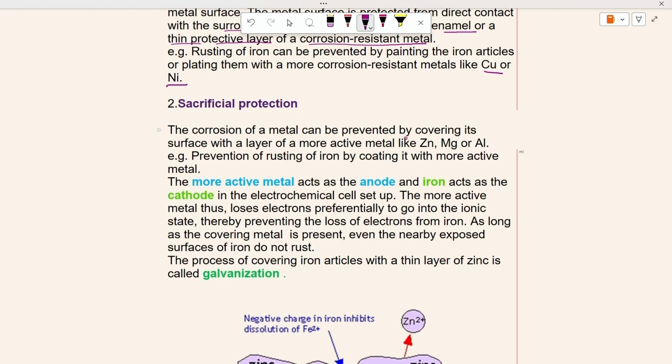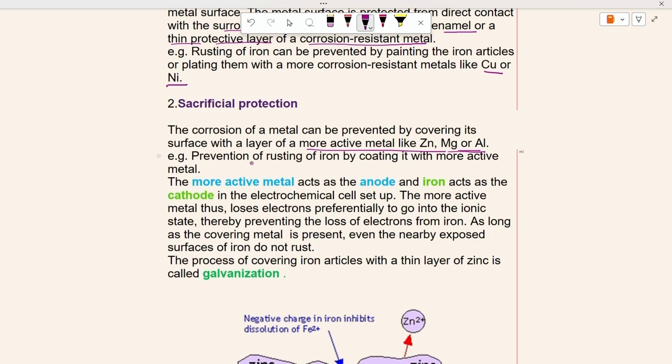The corrosion of a metal can be prevented by covering it with a layer of a more active metal like zinc, magnesium or aluminum. In the other case, we had corrosion resistant metals like copper or nickel, which do not react fast, so such metals are coated. Here the case is different. We are going to coat the metal surface with a more reactive metal, so that the metal will be protected, and the highly reactive metal gets corroded and the other metal is saved.